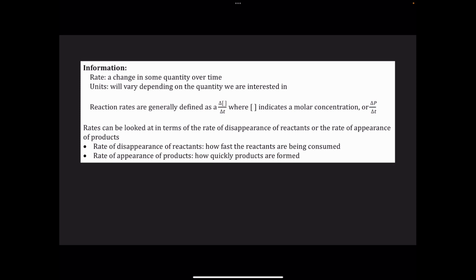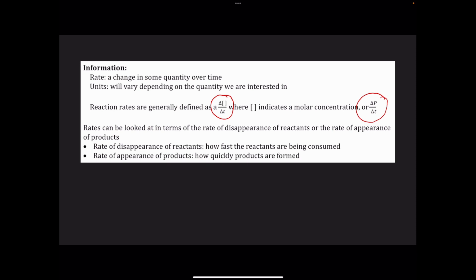So when we talk about a rate, it is a change in some quantity over time. Now our units are going to vary depending on the quantity we are interested in. However, generally, reaction rates are defined as being the change in concentration over the change in time, where those brackets are indicating molar concentrations, or we talk about a change in pressure over time. So we might talk about pressure more if we're dealing with reactions of gases.